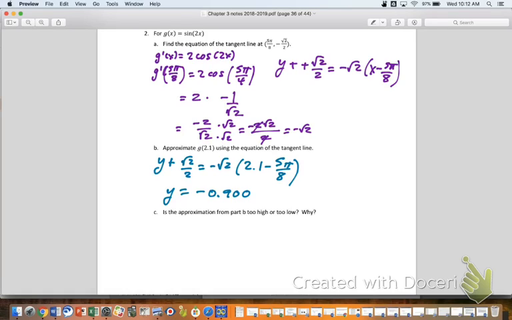How do we know what number we should test? Well, I think it should be -4 sine of 2x, because you already had that 2 hanging out there.